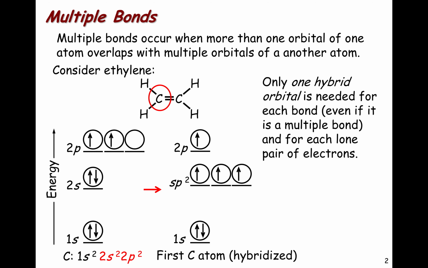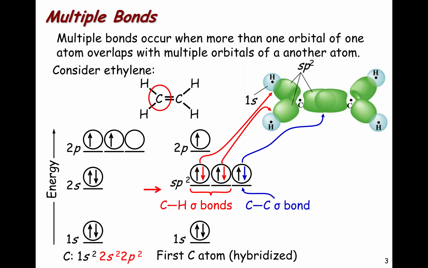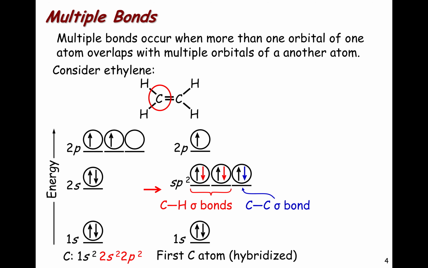So when we go about then forming our bonds, we are going to have the sp2 type hybrid orbitals form our sigma bonds between the carbon and the hydrogen atoms, but also then forming a carbon-carbon bond by the overlap of one of the sp2 hybrids on each of the carbons, so that we end up with a sigma bond between the two carbons. In addition to that, then, we also have to account for that one remaining electron in the 2p orbital.